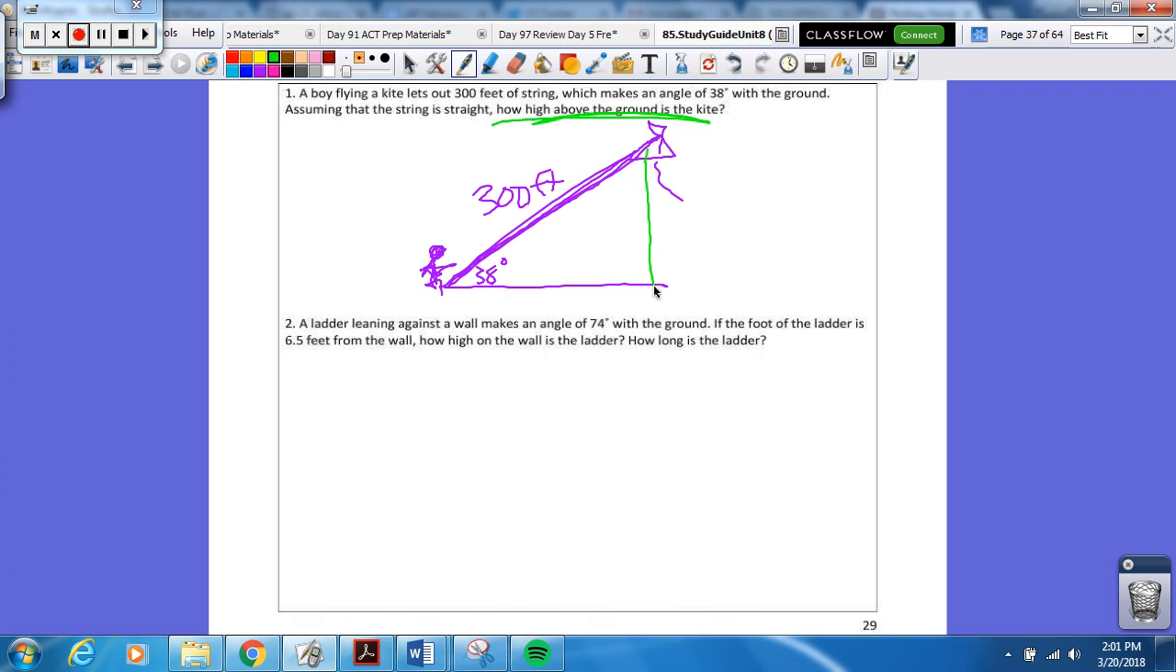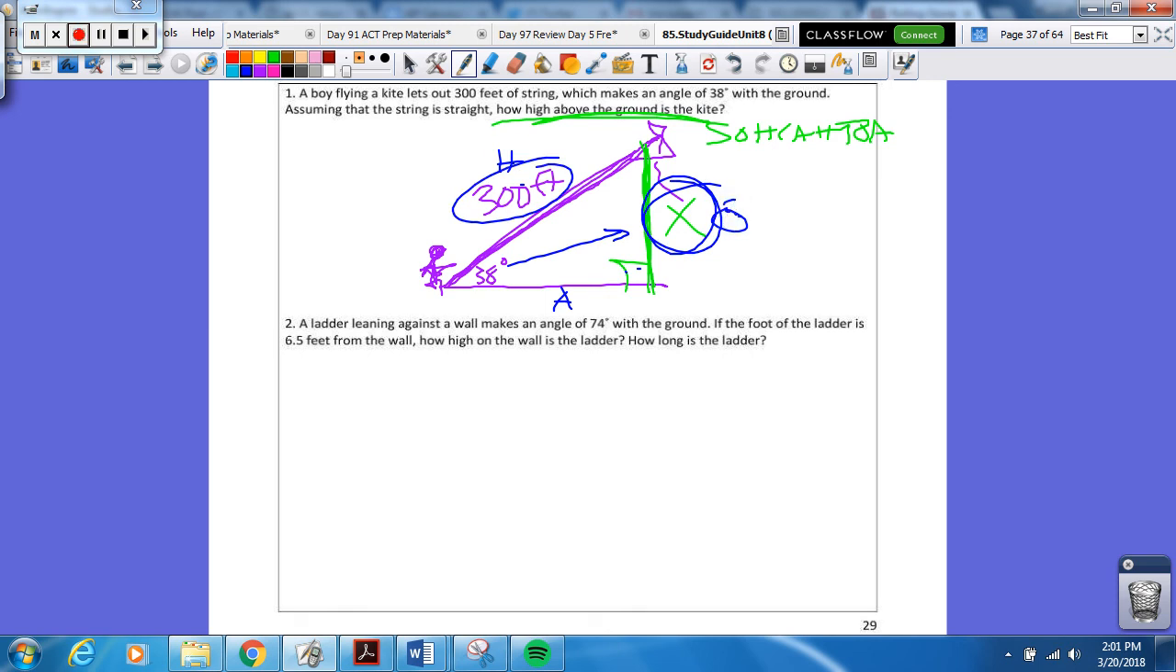That's the question. So here's the right triangle, so that's trigonometry. How high above the ground is the kite? That's x right there. Now, SOHCAHTOA. Let's label our triangle. We've got the opposite here, this is the hypotenuse, opposite the right angle, and here's the adjacent. X is opposite and 300 is the hypotenuse, so we've got opposite and hypotenuse, that's sine. Sine of 38 equals opposite, which is x, divided by hypotenuse, which is 300.